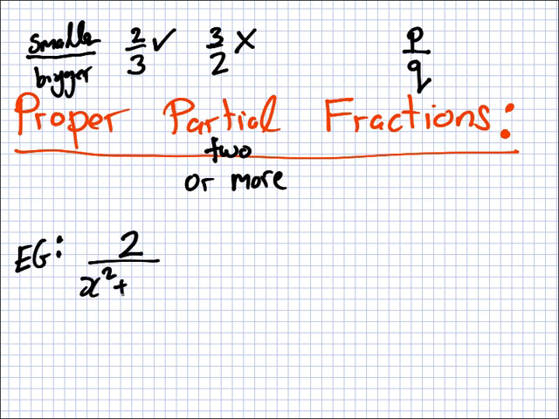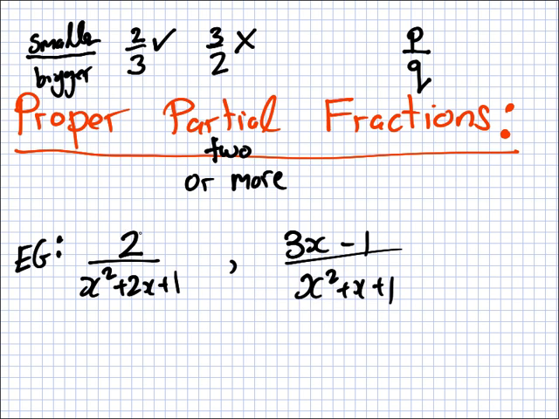So the examples we'll have a look at would be something like 2 over x squared plus 2x plus 1, or like 3x minus 1 over x squared plus x plus 1. You notice that on the top you have no x, and on the bottom you have x squared. And here you have x, and here you have x squared. So that makes them proper. They're also fractions, but they're not partial, which is what we'll learn how to do.